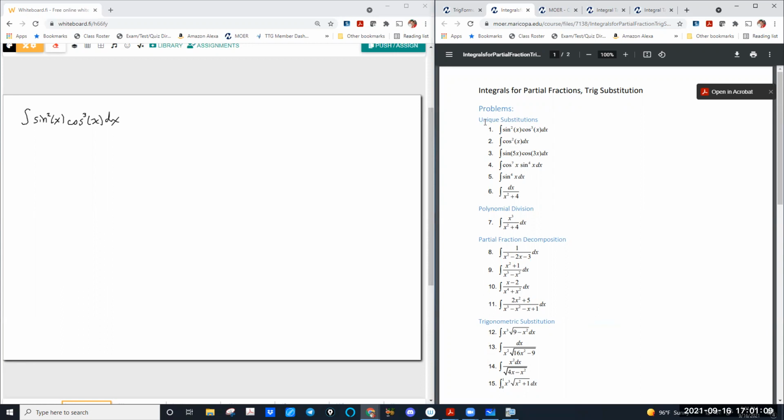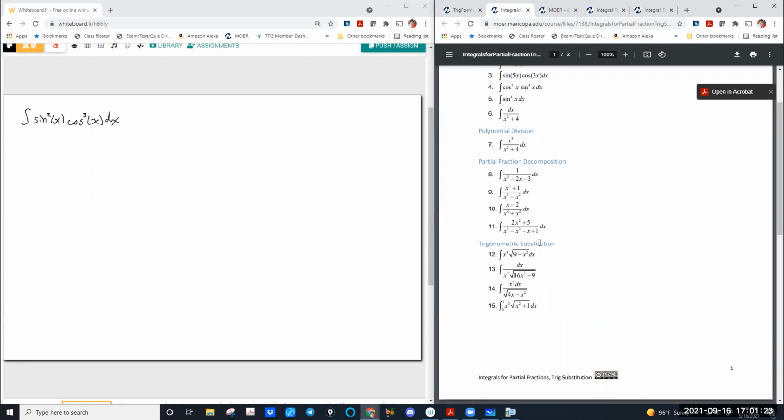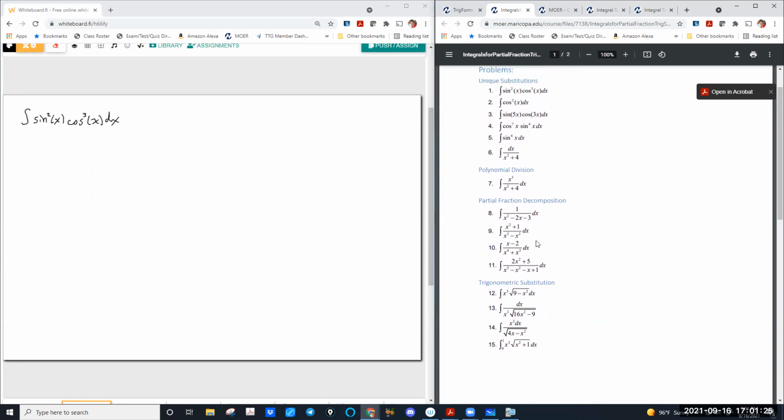This first segment of problems is going to be unique substitutions that may not be really obvious. We'll look at when polynomial division comes into play, and then we'll look at the techniques that are in the textbook: partial fraction decomposition and trig substitution. And then I do want to talk about a couple other techniques after that.